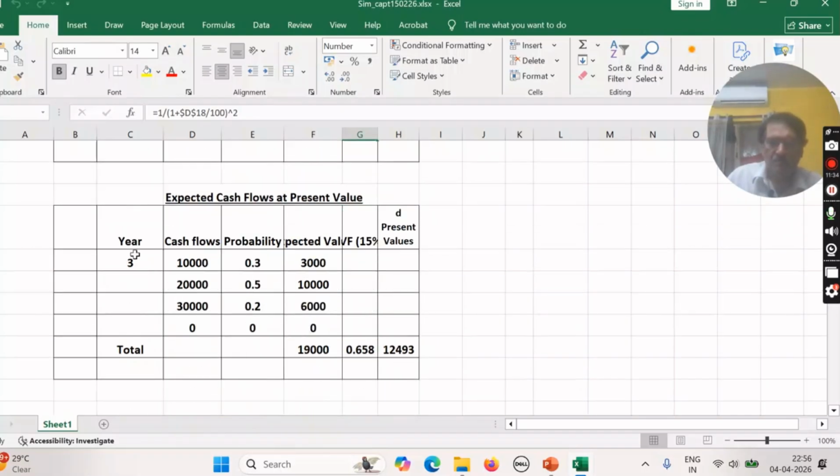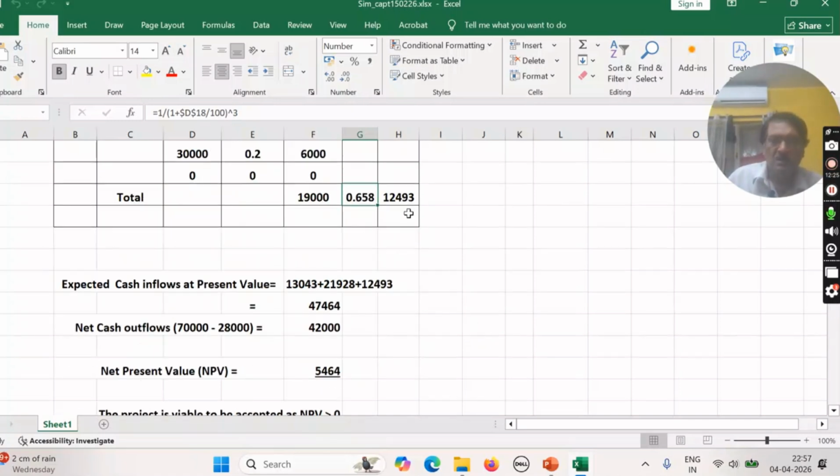In this way, after the third year, all the cash flows are this with probability. Similarly, as we have done, the expected cash flows are calculated, and the total cash inflow after 3 years will be 19,000, and the present value factor for 15% is 0.658. You can see the formula here. The power is 3, as you are receiving this amount after the third year. If you multiply this, then this is the present value of the expected cash inflows after the third year.